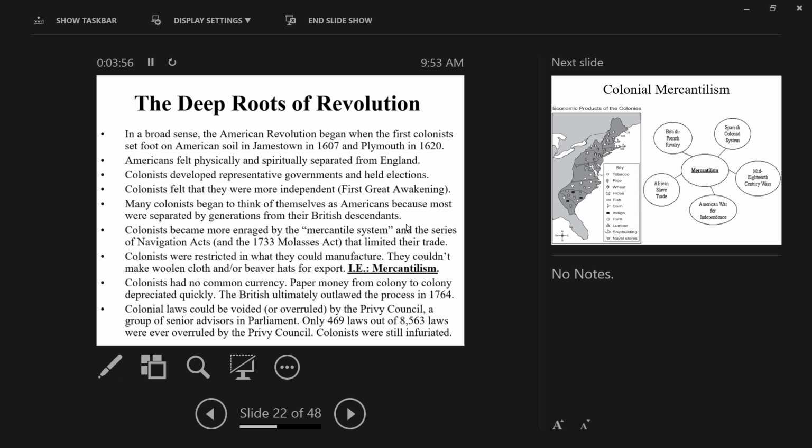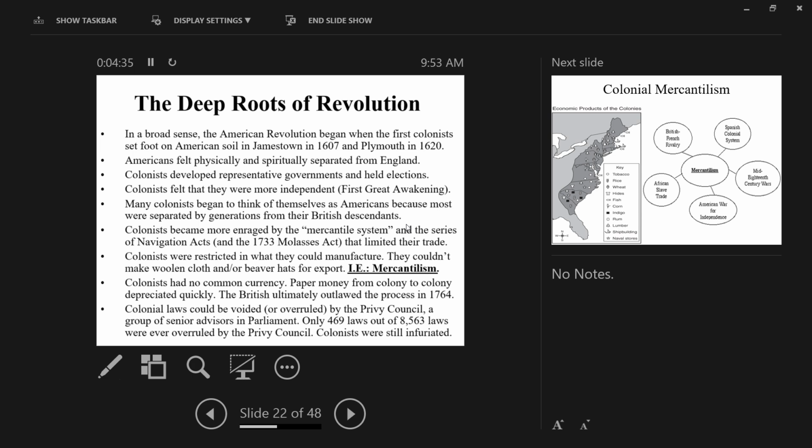Colonists became more enraged by the mercantile system. Obviously, we talked about mercantilism and the fact that all of their goods needed to go to the mother country. As you mentioned before, smuggling continues to ramp up. They also have a hatred for that 1733 Molasses Act. That was the first tax levied on sugar and molasses. But remember, that act was actually more aimed at France as opposed to the colonists.